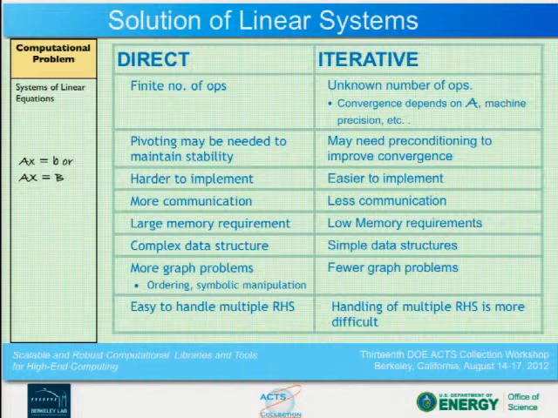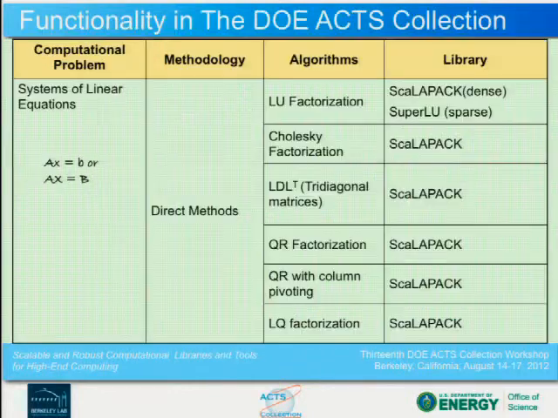But the advantage is that once you factorize your matrix, it's easy to solve for multiple right-hand sides, whereas in the iterative case, you have to take special care. That's one of the advantages of libraries like Belos that allow you to do that with iterative kernels. So let's take a look at the first methods. Let's take a look at direct methods.